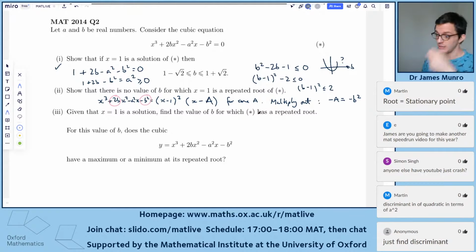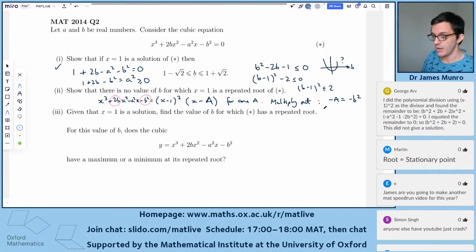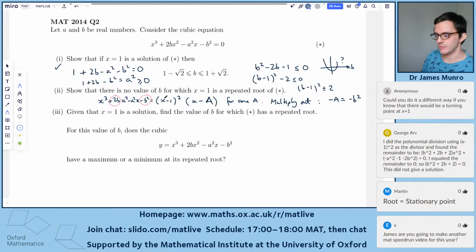And the coefficient of x squared would have to be, I get minus a times x squared from multiplying out the x squared in here with the a over here. And I also get minus 2 from having the minus 2x squared from this bit and the x over here. So this is the coefficient of x squared, be 2b. Okay, what am I doing?